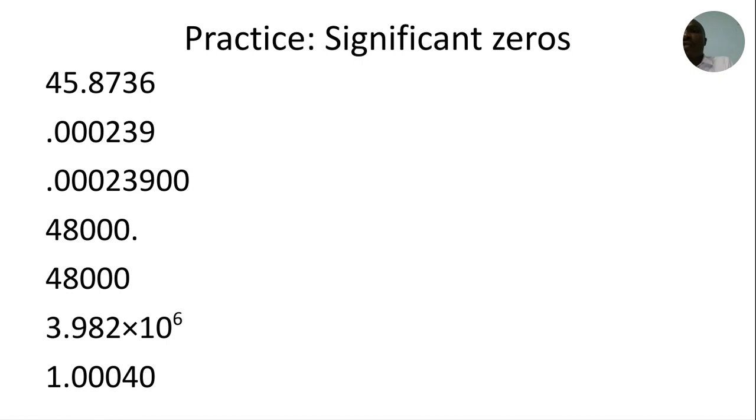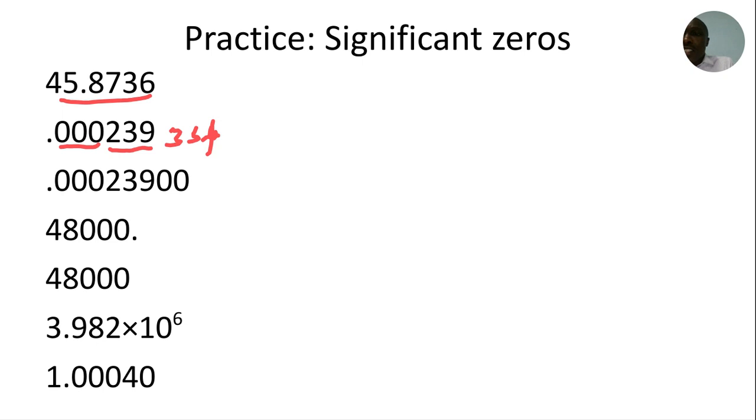For example, here we have 45.876. Everything here is significant. Well, that means all numbers count. That means we have here 6 significant numbers. We have another number that has 0.00. There are 3 zeros. These are 3 leading zeros, so these are not significant. That means the significant numbers here are 239. That means we have 3 significant numbers or figures.